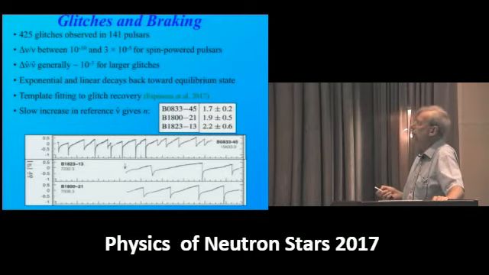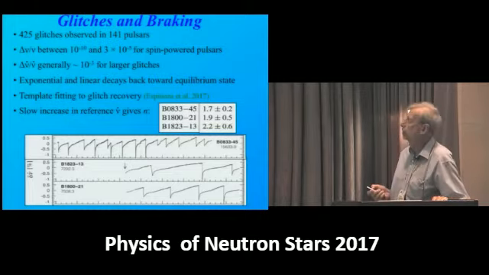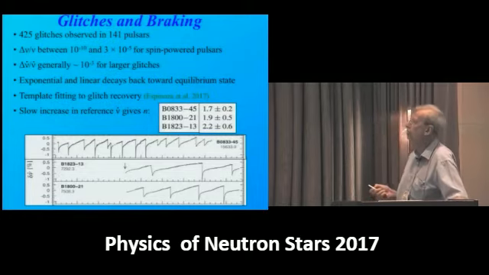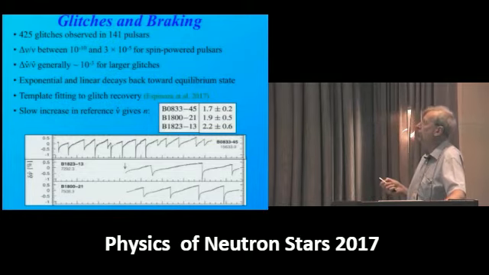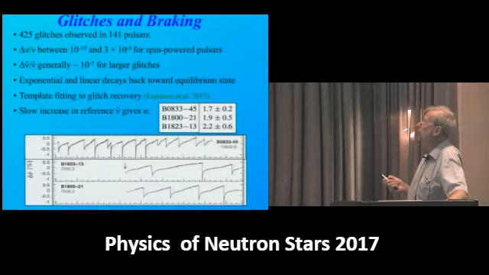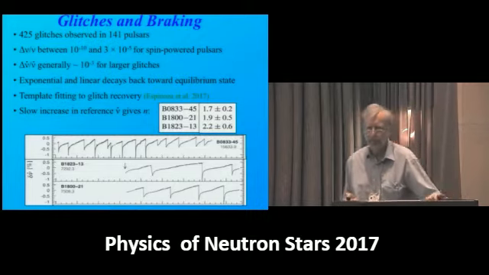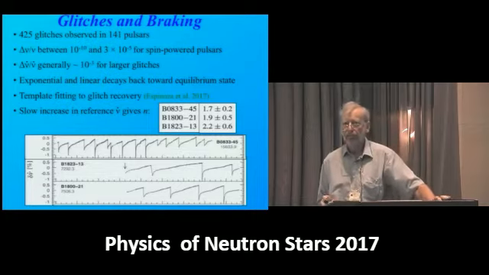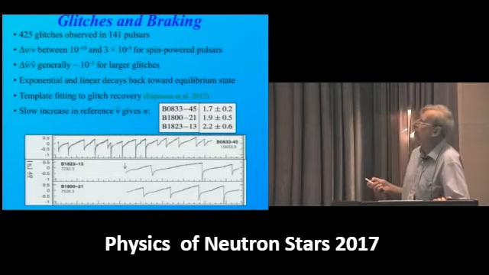The spin-up is generally between 10 to the minus 10. In fact, there could be a lot of glitches less than that. That's really an observational limit. And the biggest ones known are about 3 by 10 to the minus 5. This is for spin-powered pulsars. There's been a recent paper for an accretion-powered long-period pulsar, 1,000-second period, which has a bigger delta nu over nu than this.